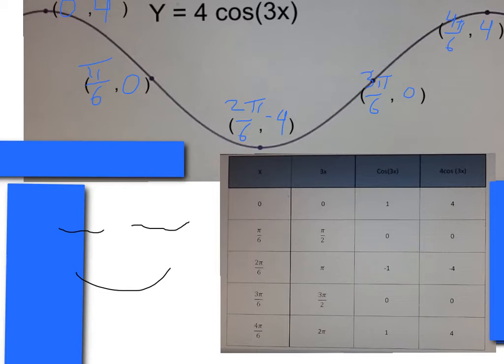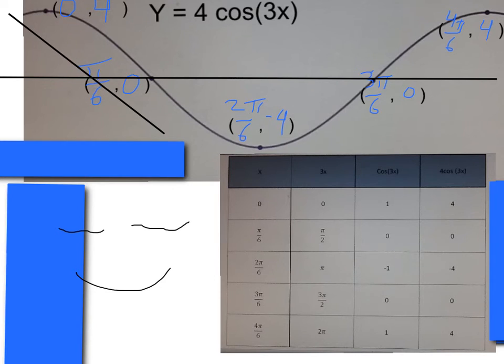And so the last thing is to put some axes on there. X-axis at y equals 0. And a y-axis at x equals 0. And there you have it, close enough. There's the graph of 4 cosine 3x, at least one cycle of it.